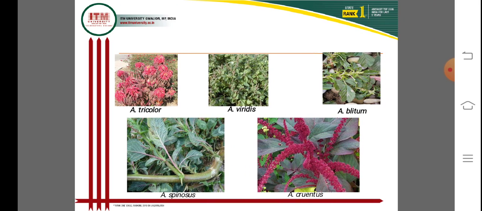These are the different species with photographs. The first one is Amaranthus tricolor, which can be used for ornamental purposes. Next is Amaranthus viridis, which can be used as a food material in human diets. Next, Amaranthus tricolor can also be used for ornamental and landscaping purposes. So it is very important for human diets, ornamental decoration and landscaping.